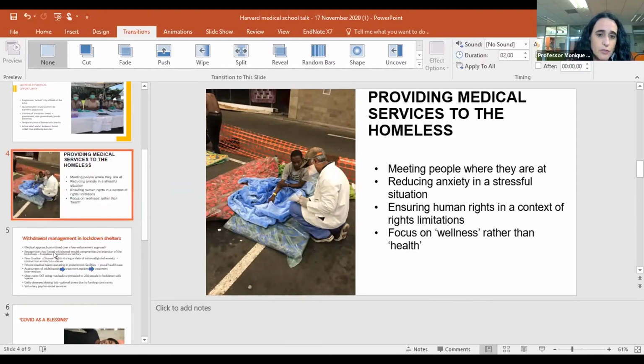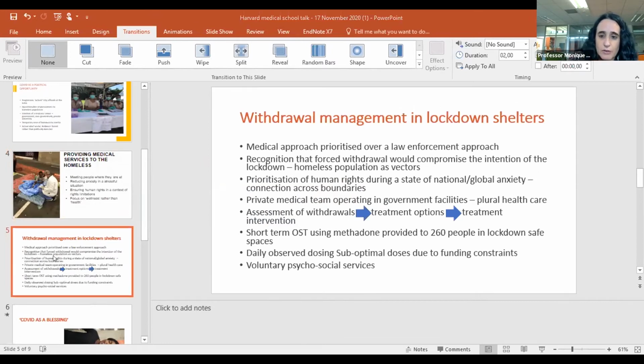So what did this withdrawal management program look like? What happened, of course, as I've said already, is that a medical approach was prioritized over a law enforcement approach. And I've already spoken about the recognition that if this wasn't dealt with, it actually could have compromised the intention of lockdown. In other words, if homeless people were looking for drugs, they would then actually be breaking lockdown regulations, with very severe implications for the COVID pandemic.